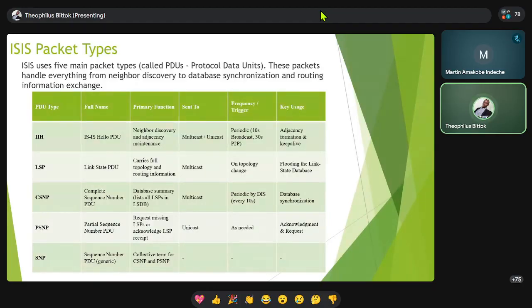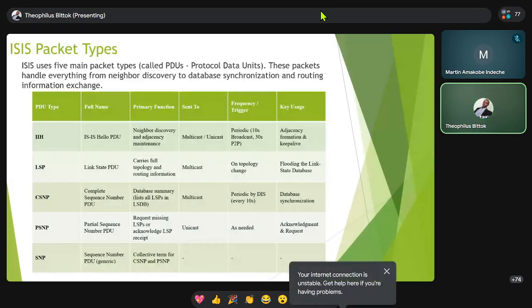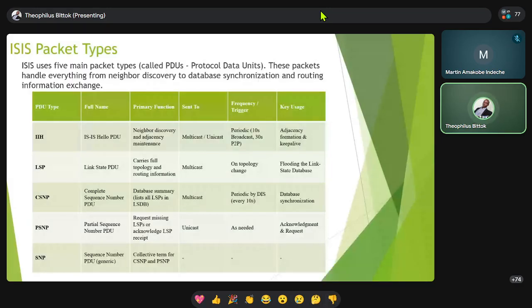Those are the TLVs on the hello packet, and we also have the components of the ISIS hello. We have the circuit type, which is level 1, level 1-2, or level 2. The hello packet also carries that. Then the source ID, which is like the identifier of the router that is advertising that hello packet. You will find the source ID is always unique across the network.